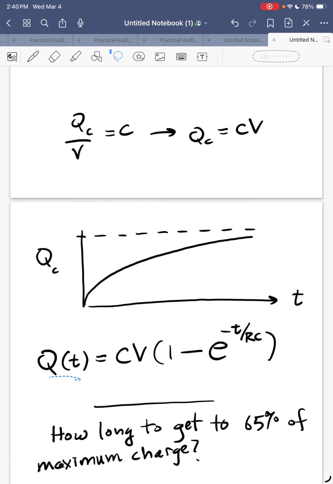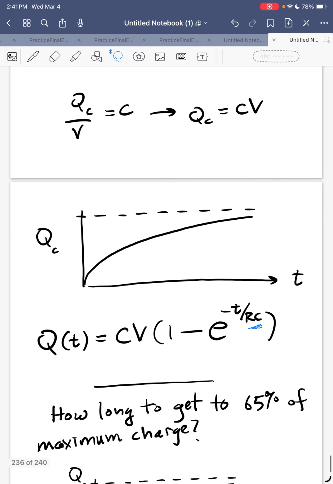The charge as a function of time is going to behave as the capacitance times the voltage in that simple circuit times 1 minus e to the minus t over RC, where RC is the resistance and the capacitance times each other. So RC, that product, together equals the time constant of the circuit. When RC is really big, then it takes a long time for the charge to build up. When RC is really small, then it will build up rapidly.